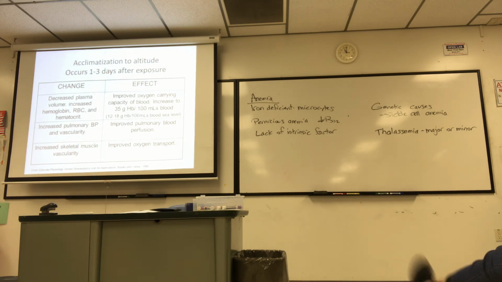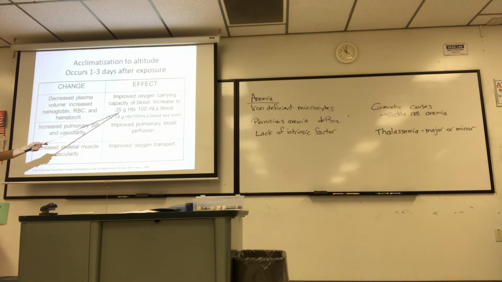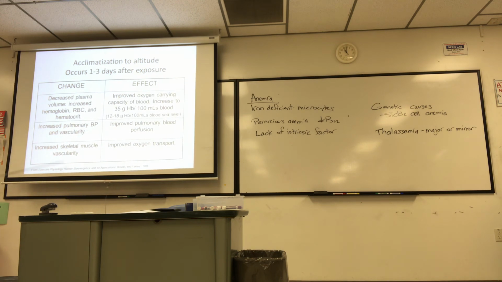Okay, so look at the carrier capacity. Now you have about 35 grams of hemoglobin per deciliter, so it's about double. Right? You increase the vascularity in the pulmonary capillaries, because that's where you pick up the oxygen. So basically, you're perfusing the lungs better.